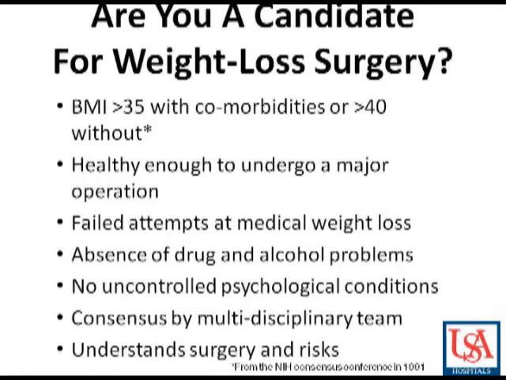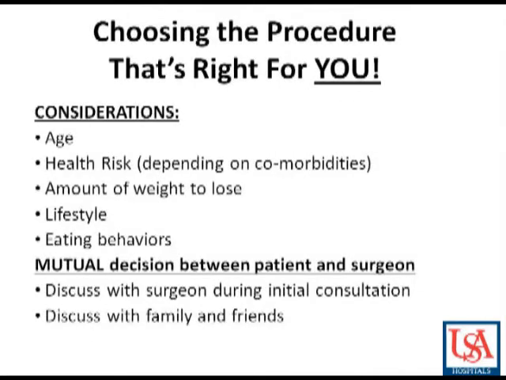It's hard sometimes to predict who's going to do well and who's not. Some of the patients that I thought would not do well have done extraordinarily well. Then again, you get some surprises. Adolescents are particularly surprising. They will do some surprising things, but then again, they're some of my best patients. You have to understand surgery and the risk and be committed. Considerations about the right procedure: age, health risks, amount of weight to lose, lifestyle, eating behaviors, mutual decision between patient and surgeon, discuss with family and friends.